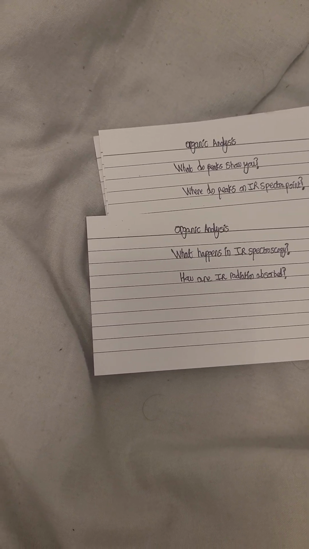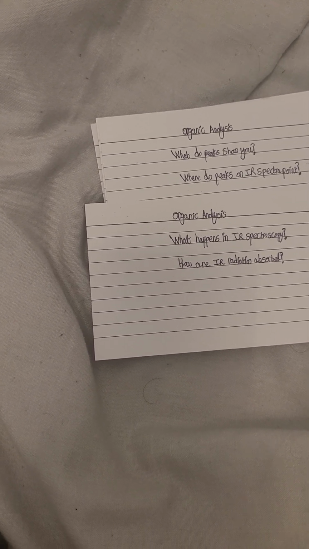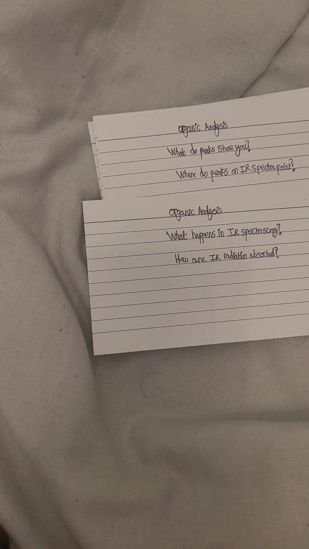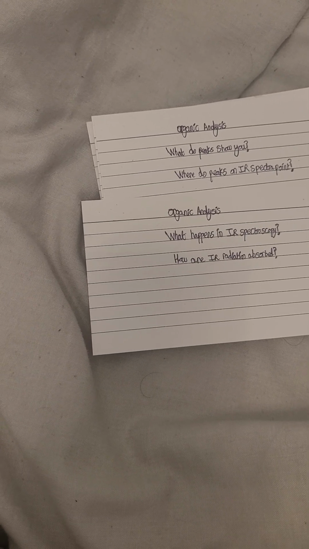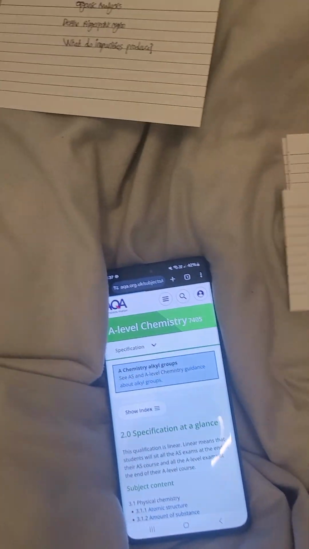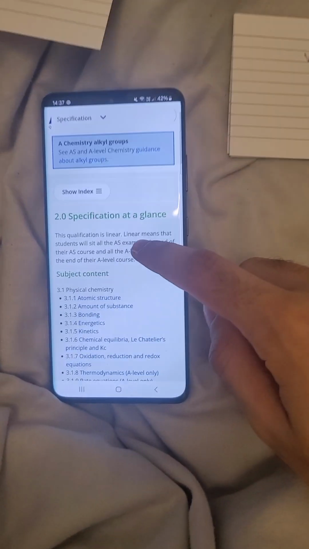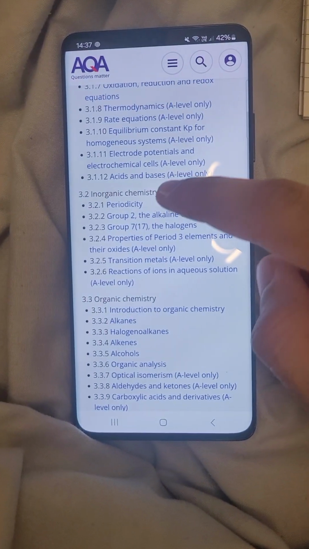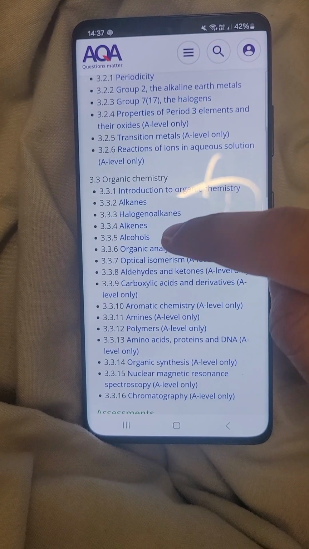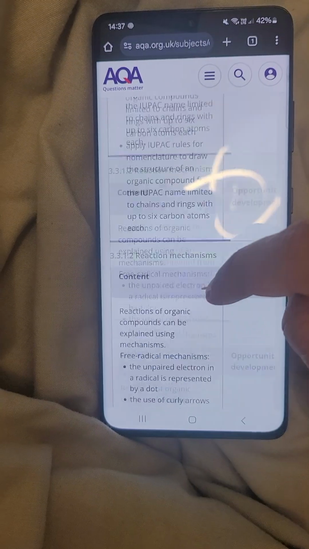AQA A-level chemistry specification. And just by the way, obviously tomorrow is the exam day. I will be going through these flashcards again tomorrow in the morning, obviously. You can definitely rely, I will definitely go through these flashcards again tomorrow with you guys.